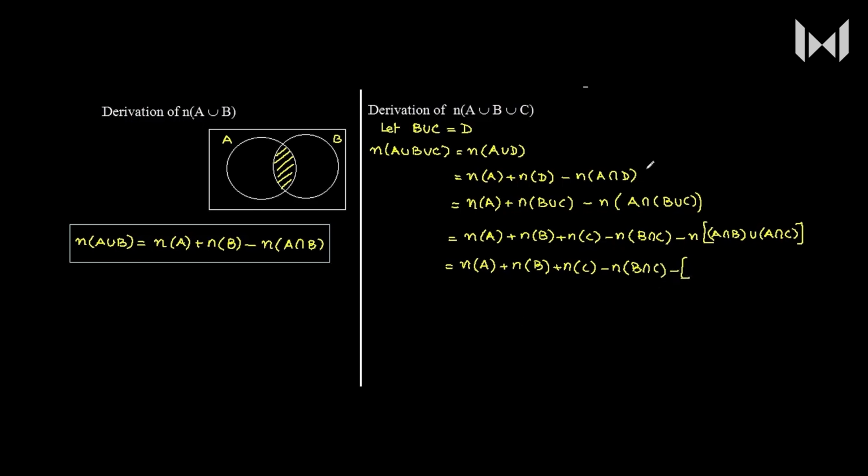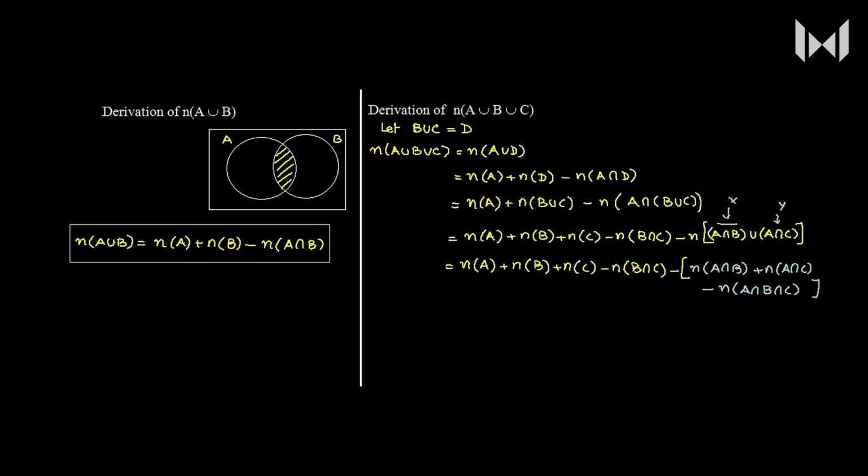Now please try to understand this. We shall consider this as X and this as Y. Now n of X union Y is n of X plus n of Y minus n of X intersection Y. So A intersection B intersection A intersection C makes it A intersection B intersection C.